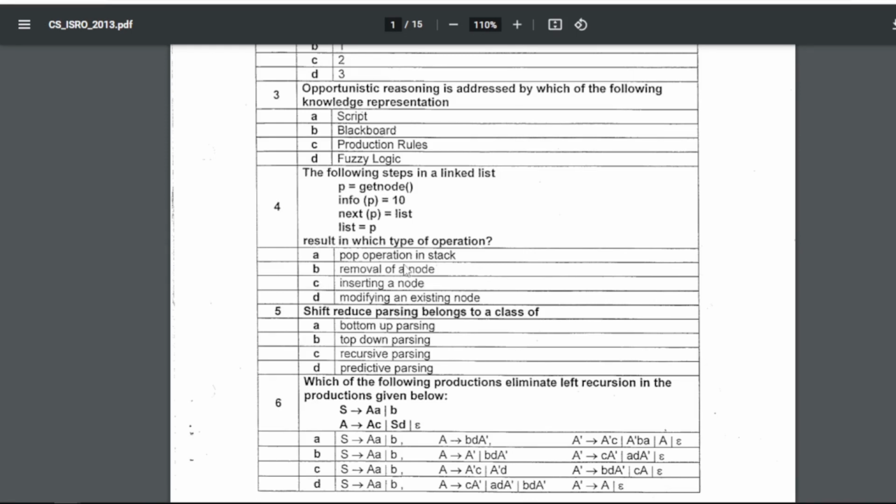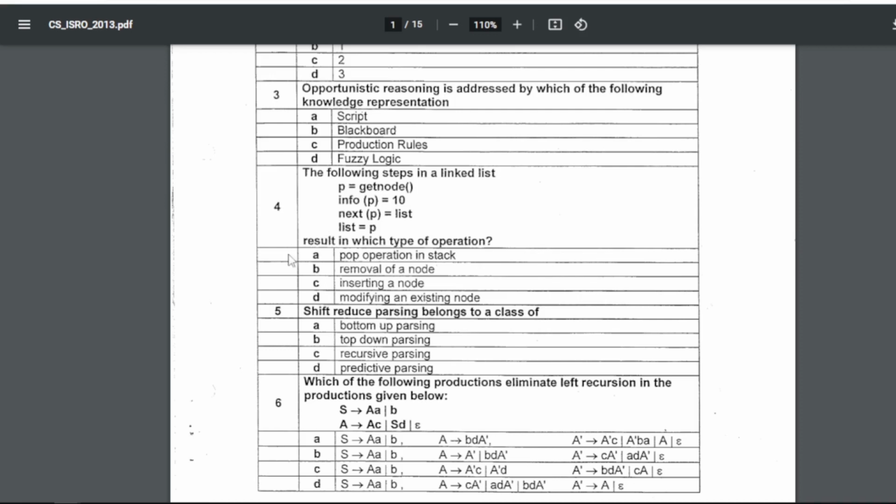Now question number 5 is, shift reduce parsing belongs to a class of what? Shift reduce parsing belongs to the class of bottom-up parsing, right? Remember that shift reduce are a class of parsers which build a parse tree in a bottom-up manner and scan it from left to right. In these parsers, through the shift step, a single character from the token stream is pushed on the parser stack and becomes a new single-node parse tree, right?